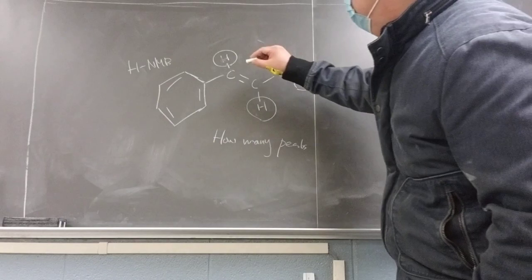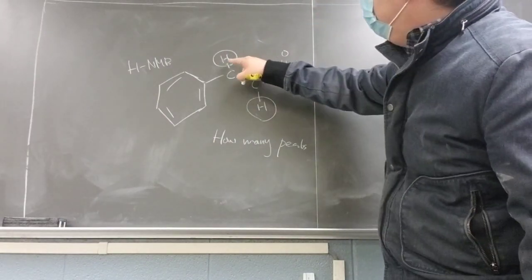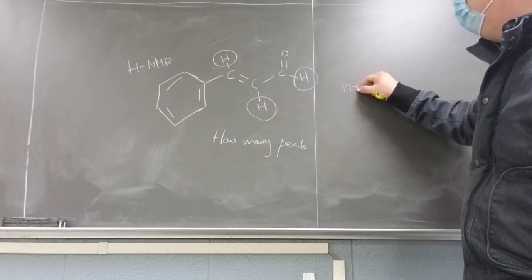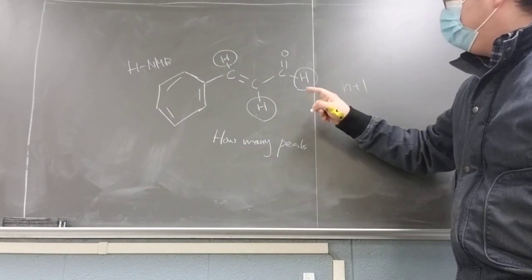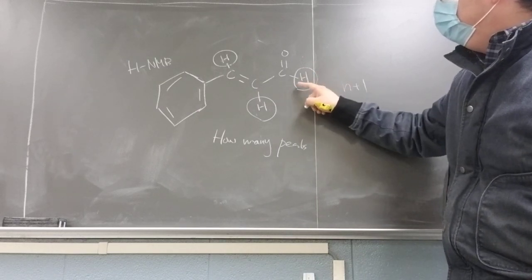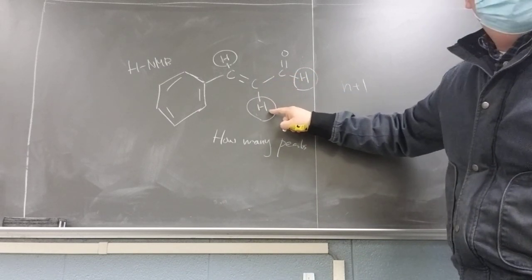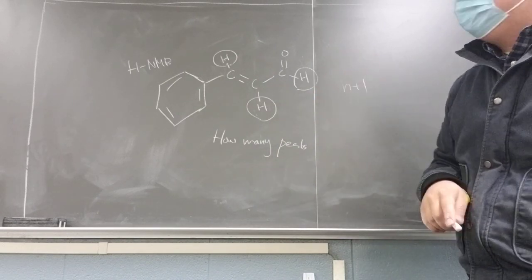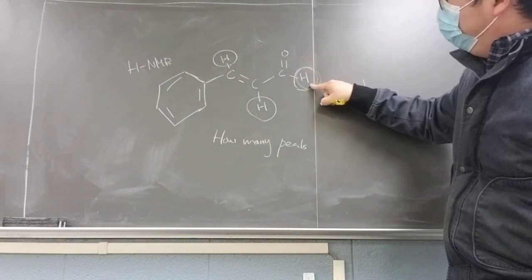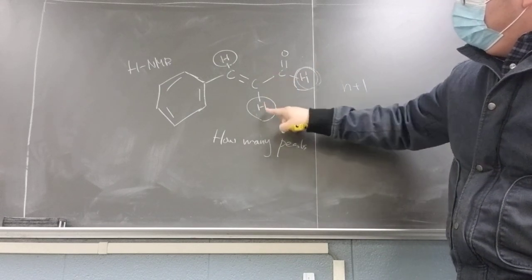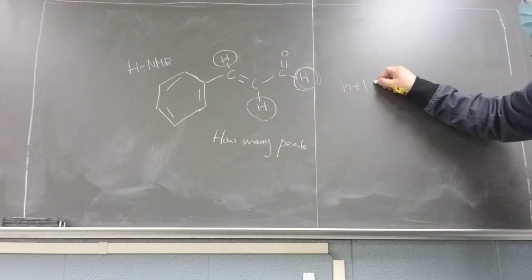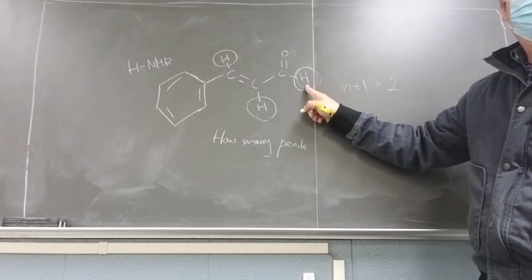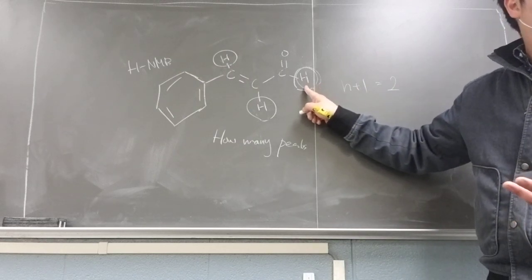Okay, so let's try to do these two first. So you have this signal here. Do you guys remember the n+1 rule? If you have the hydrogen over here, there's a neighboring carbon and the number of protons attached to it, just plus 1. That's the number of peaks you're going to see on that signal. So if you have this proton over here, you have only one neighboring proton here. So n+1 gives what? 2, right? So this signal will be a doublet, 2 peaks on that signal.